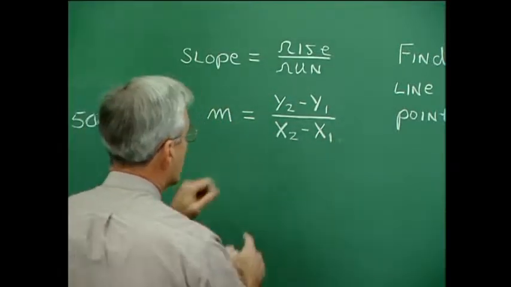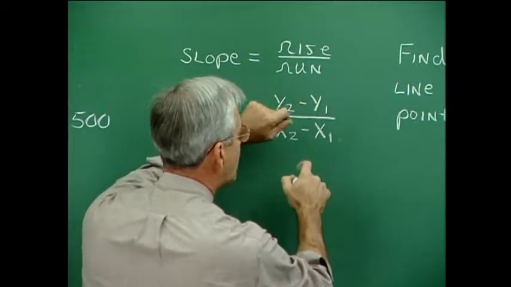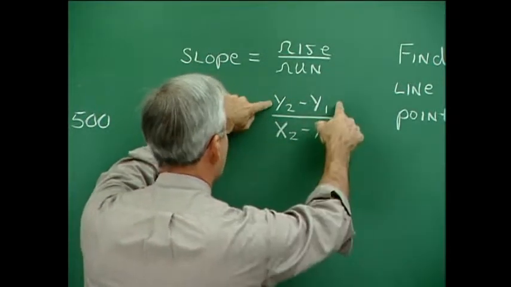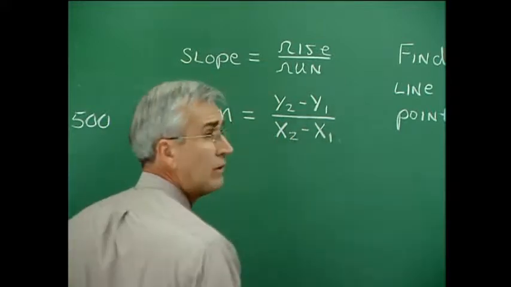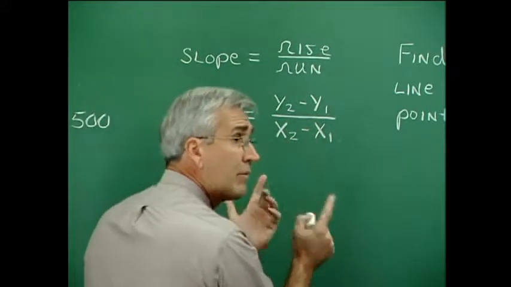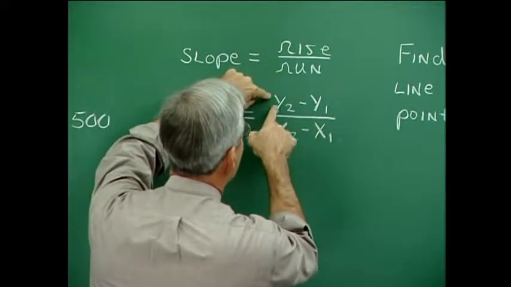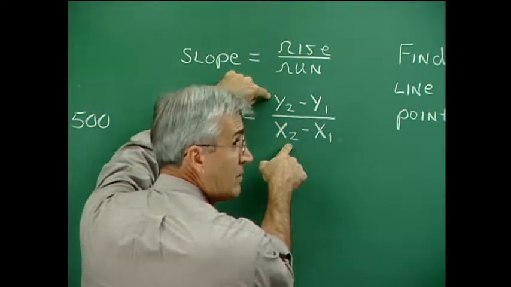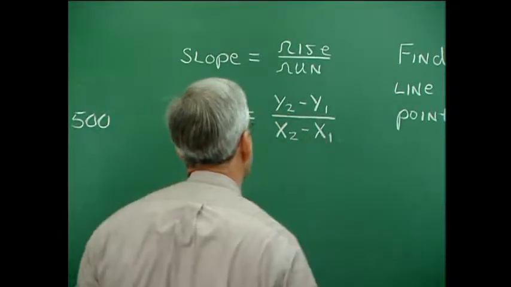There's nothing magical about the 2 appearing first and the 1 second. We could have y1 minus y2 over x1 minus x2. What you don't want to do is jumble these up. If the 2 is here, then the 2 has to be here. 1 here, 1 here. Okay, that's the idea.